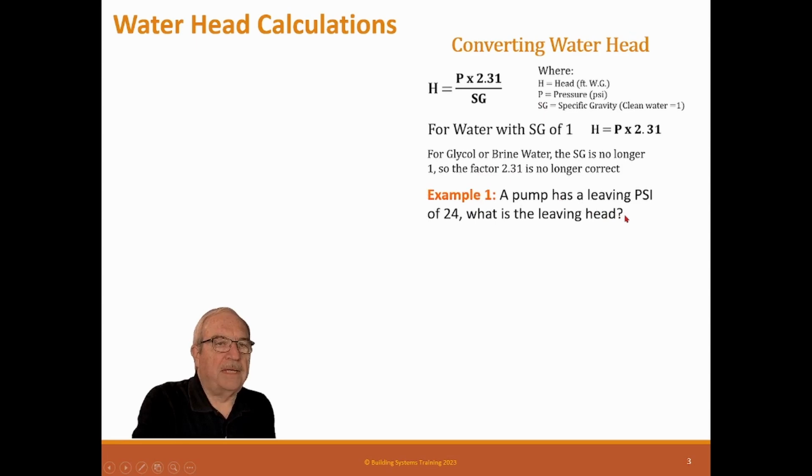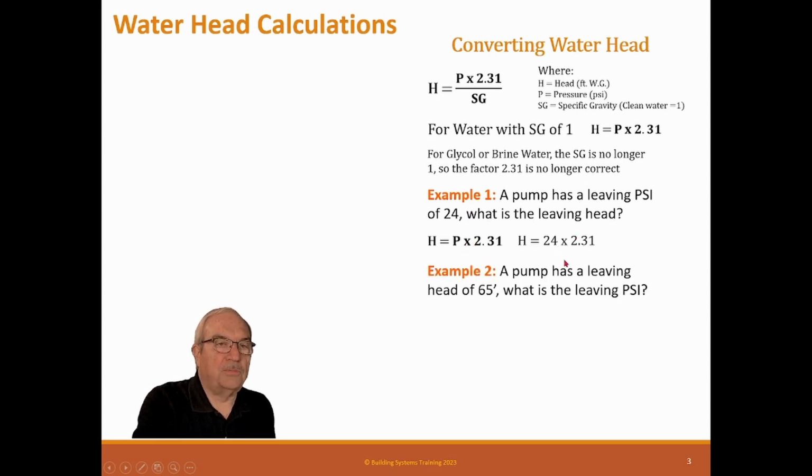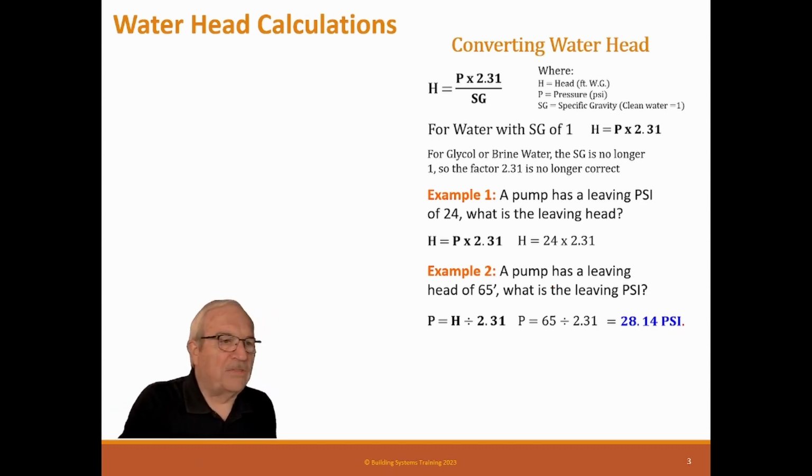So if a pump has a leaving PSI of 24 PSI, what is the leaving head? So it's H equals P times 2.31, which equals 24 PSI times 2.31. Which is whatever it is. I didn't put the answer down. Okay, well, multiply those out and you'll get the answer. It's pretty simple. It's somewhere around 50-something. Sorry about that.